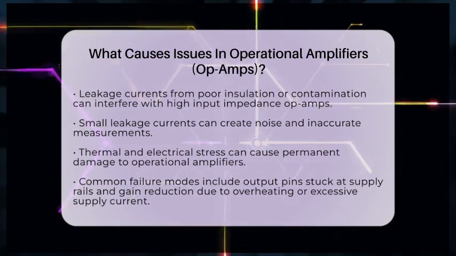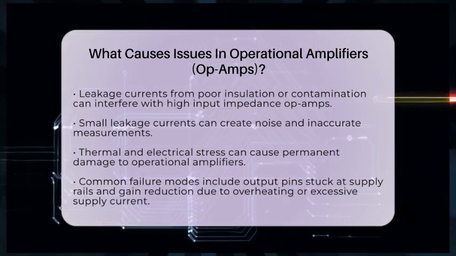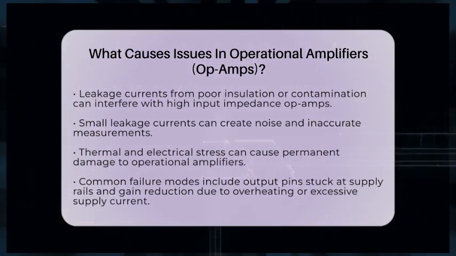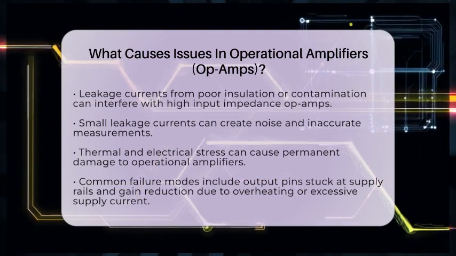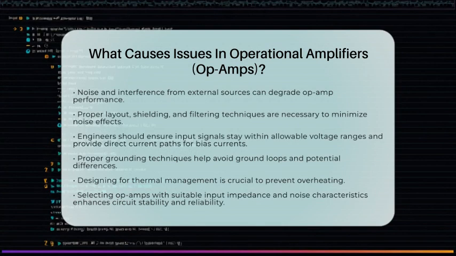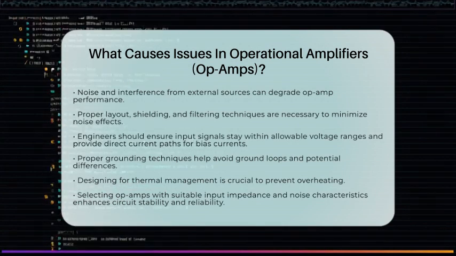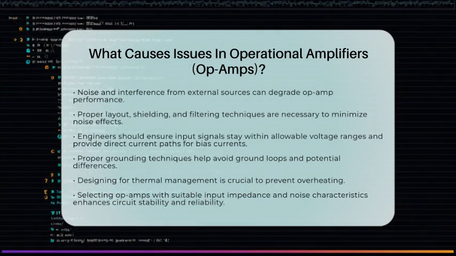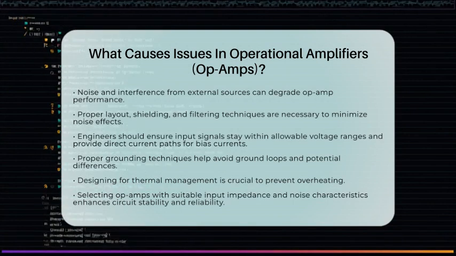Lastly, noise and interference can degrade the performance of operational amplifiers. External electromagnetic interference and internal noise sources can disrupt sensitive measurement and control circuits. Proper layout, shielding, and filtering techniques are essential to minimize these effects.